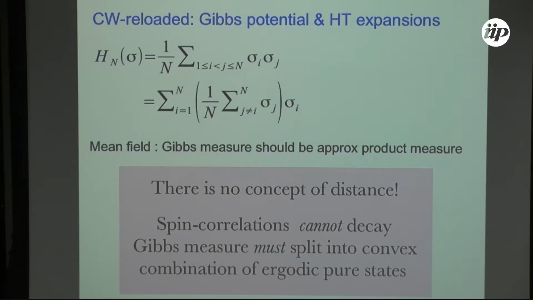The Gibbs measure must split into a convex combination of ergodic pure states. From a mathematical point of view, we would rather think of de Finetti and exchangeability properties, but they all come to the same conclusion. The Gibbs measure should be approximately a product measure and remain so in the infinite volume limit. Now, ergodic pure states is, I think, the physicist's way of putting this feature. It's a product measure.